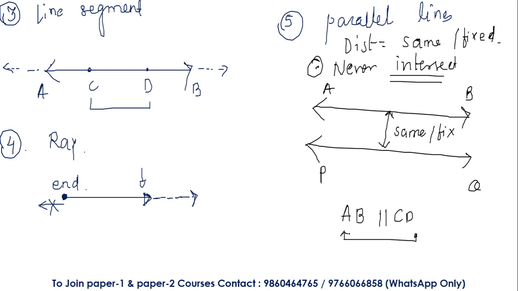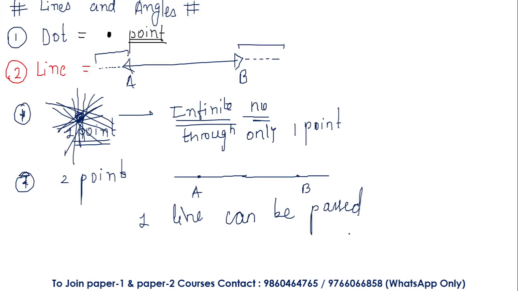I hope you have got all the terms. What are the parallel lines? Distance between them is fixed. What is intersection? At the same time, what is the symbol of representation of the parallel lines? What is line segment? What is ray? What is dot line? I hope you have got all this. This is something about the lines.